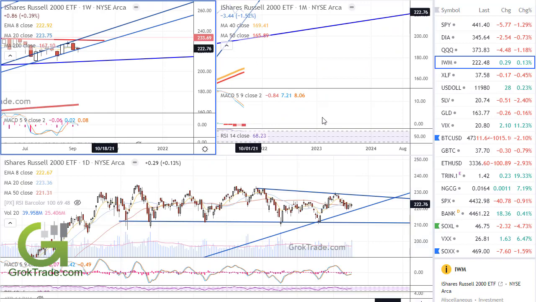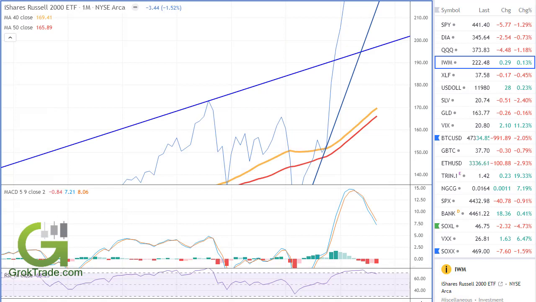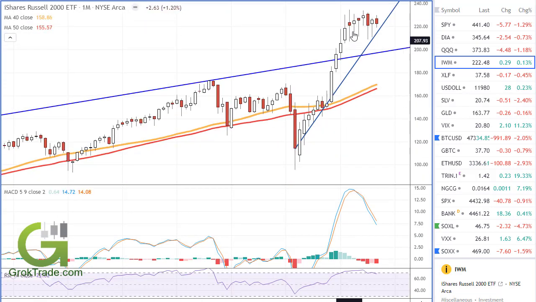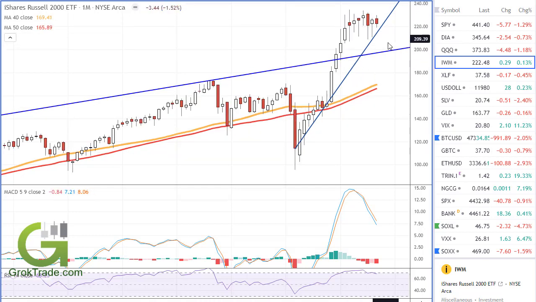The other thing, the month is still in play. We're in the middle of the month, but I want to look at something. Go to candlestick. We're basing here, but we have a trend line right there. If we break that support on the monthly chart on the small caps, the Russell 2000, we are in a lot of trouble. So that's something that we're watching.